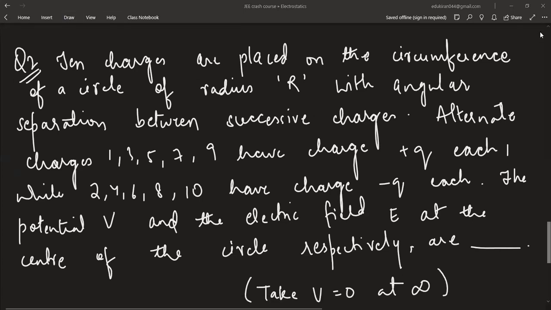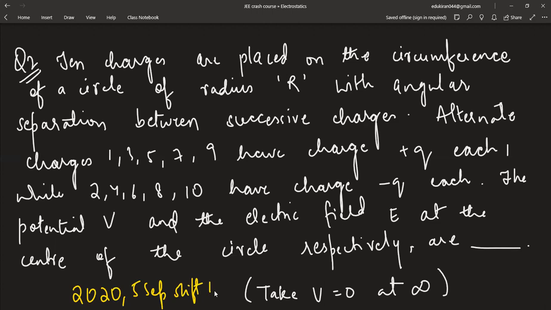Right, this question says that 10 charges are placed on the circumference of a circle of radius capital R with equal angular separation between successive charges. Alternate charges 1, 3, 5, 7, 9 have charge plus q each, while 2, 4, 6, 8, 10 have charge minus q each. The potential V and the electric field E at the center of the circle respectively are what we have to tell. And it's a question from 2020, 5th September, shift 2.